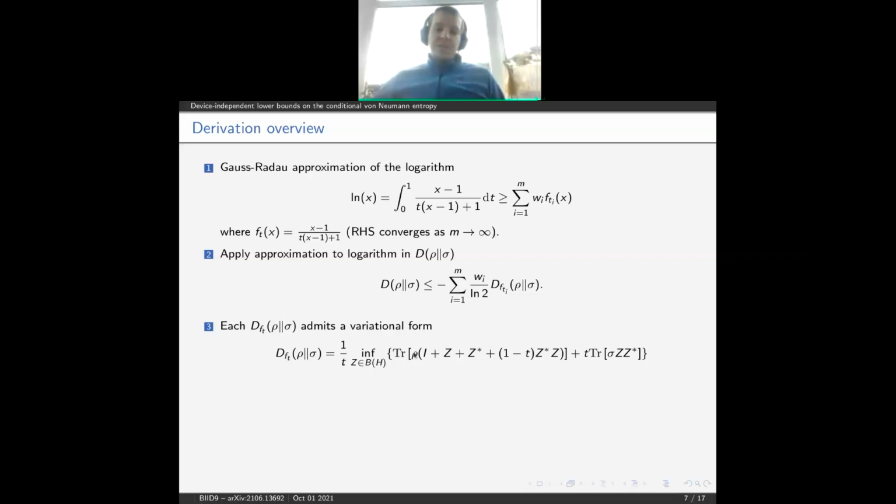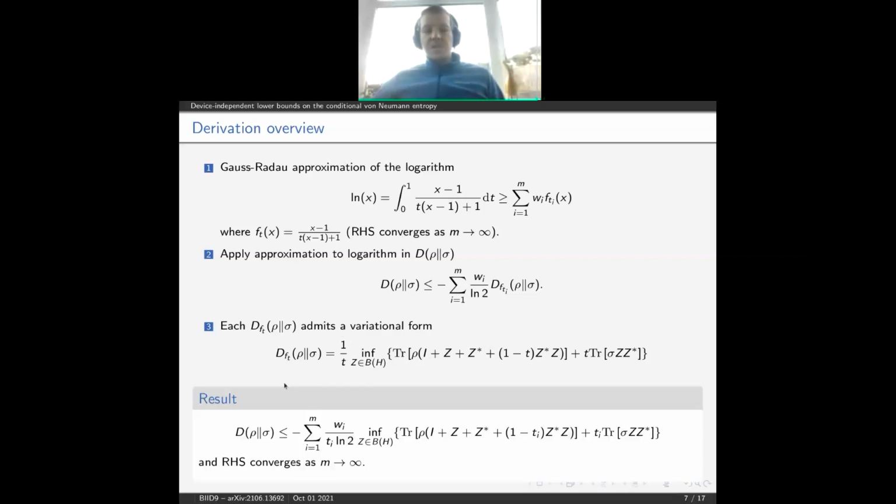In particular, we have the structure that we want: trace of rho times a polynomial plus trace of sigma times a polynomial. And then if you put these last two steps together, you end up with what we were looking for: an upper bound on the relative entropy in terms of some optimization problem. And with some more work, you can actually show that this right-hand side converges as m tends to infinity. So as you approximate the logarithm better and better, this thing should converge.